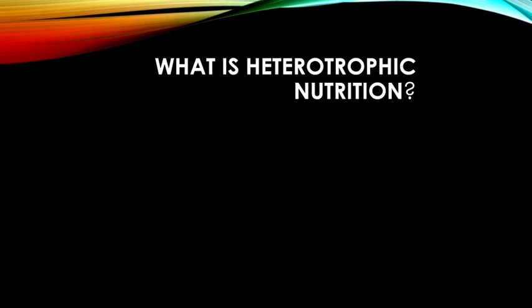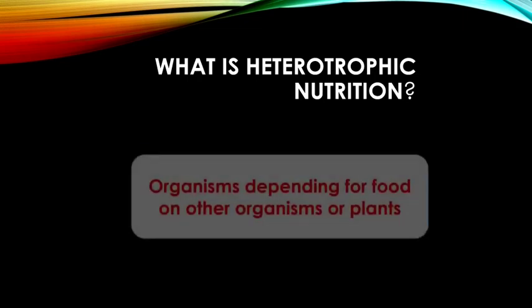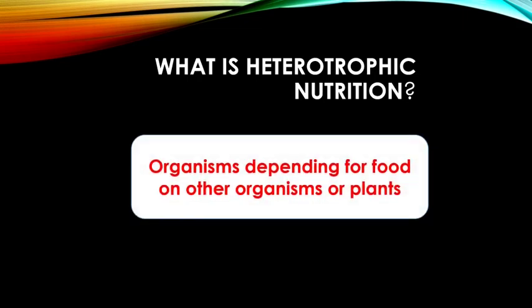So what is heterotrophic nutrition? Heterotrophic nutrition is when an organism depends for food on other organisms or other plants, then it is called a heterotroph. These organisms cannot prepare their own food like plants. There are different types of heterotrophs.